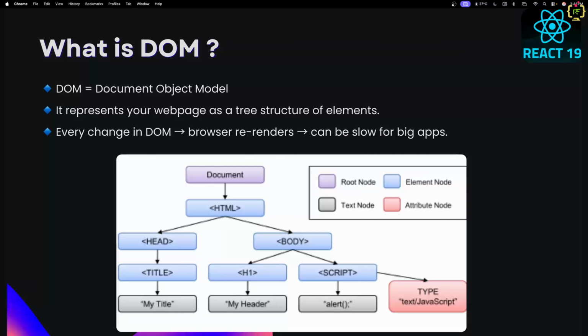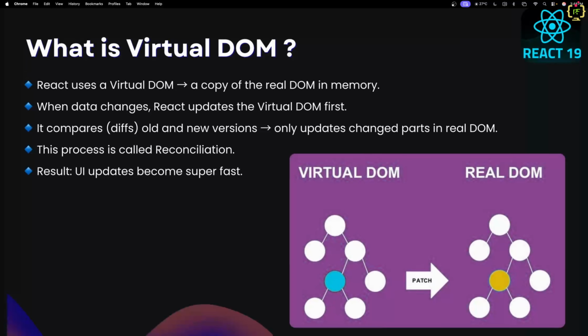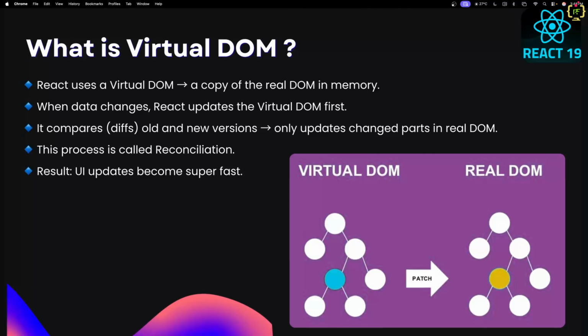Now let's understand what is virtual DOM. So you can think of virtual DOM as a copy of the real DOM that lives inside React's memory. And here is how React works step by step. So React first creates a virtual version of your page, that is a lightweight JavaScript copy. And whenever your data or state changes, React builds a new virtual DOM tree using that original DOM.